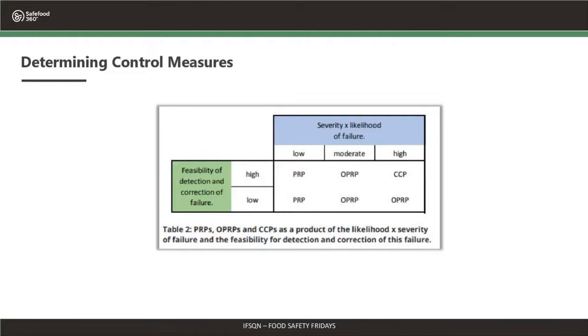CCPs are characterized by a high probability times severity of danger and a high probability times severity of failure, but have good feasibility for detecting and correcting this failure. So if we have a look at this here, for a CCP, the failure is high and the detection and correction is high. If we look at that, we see where we meet a CCP there on the top right.